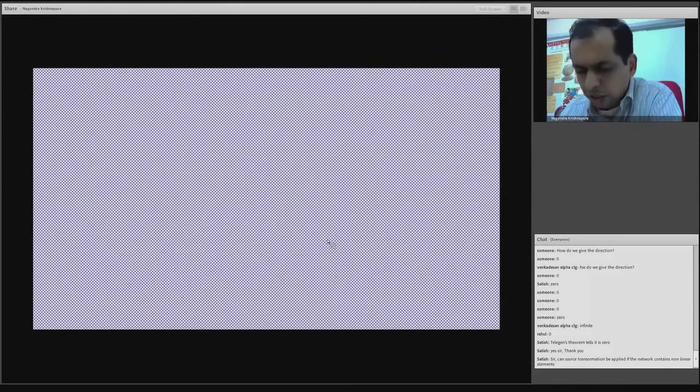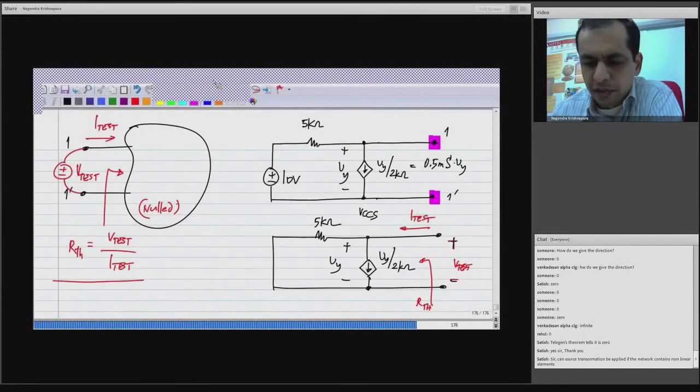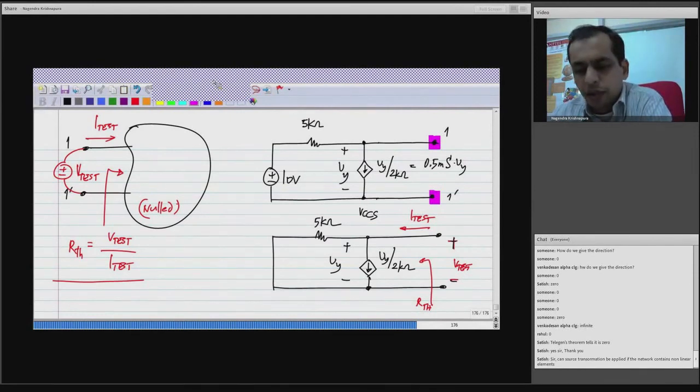Now the other question was, somebody said, how do we give the direction? I'm not sure what is meant by this. Maybe what is meant is the direction of the current source. So when you find the Norton equivalent circuit, you will short circuit the output from 1 to 1 prime, and you measure the current flowing from 1 to 1 prime. So that gives you the direction, right?